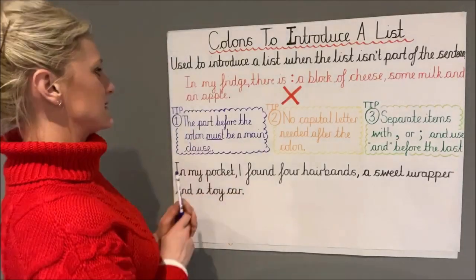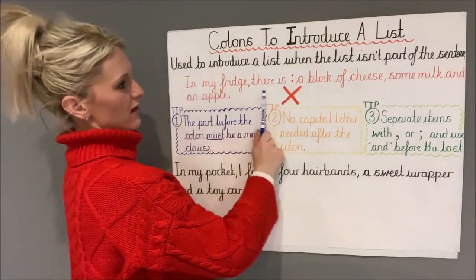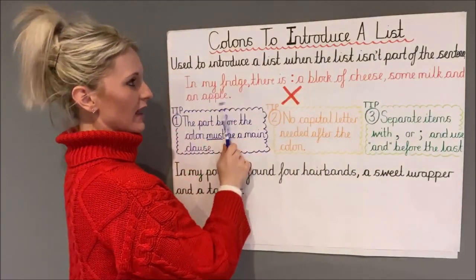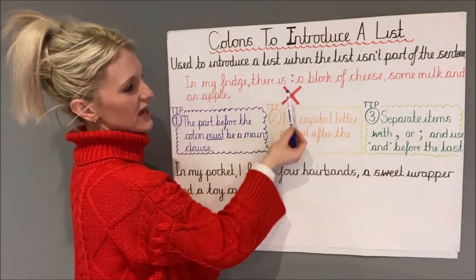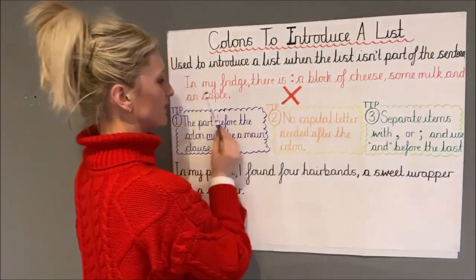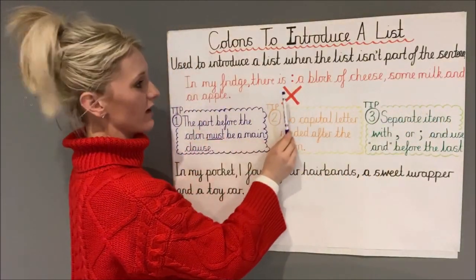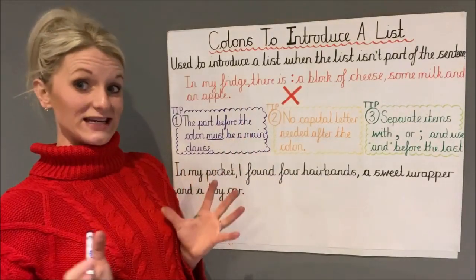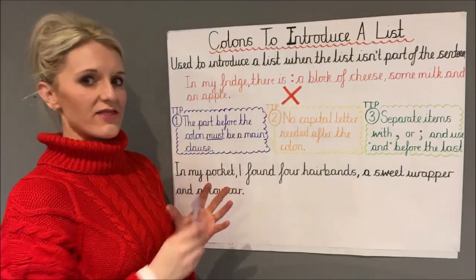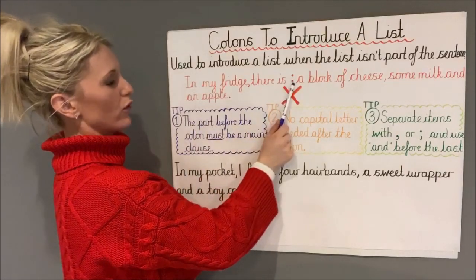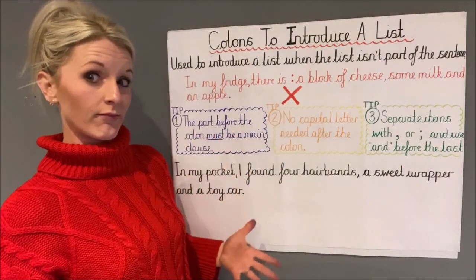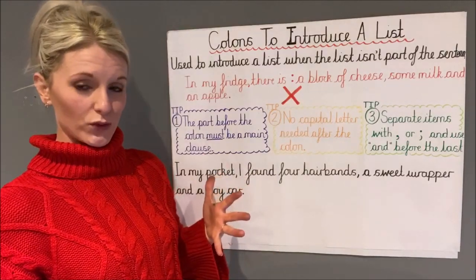So the sentence says, in my fridge there is a block of cheese, some milk and an apple. Now they've used a colon here to introduce this list of items, but that list of items was already part of my main sentence and there was no need for me to use the colon there. The bit before the colon doesn't make sense on its own. It says, in my fridge there is. And that doesn't make sense on its own.